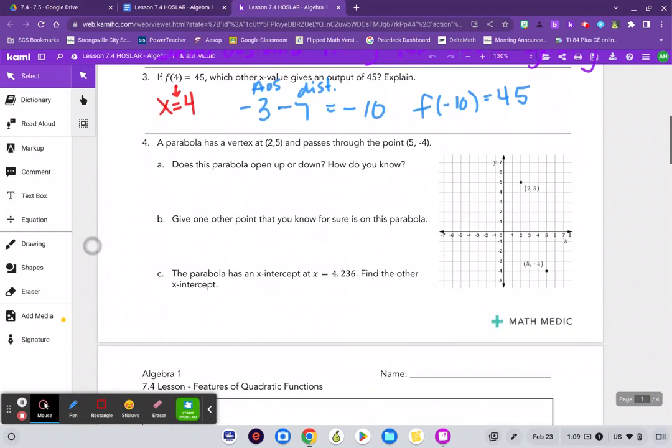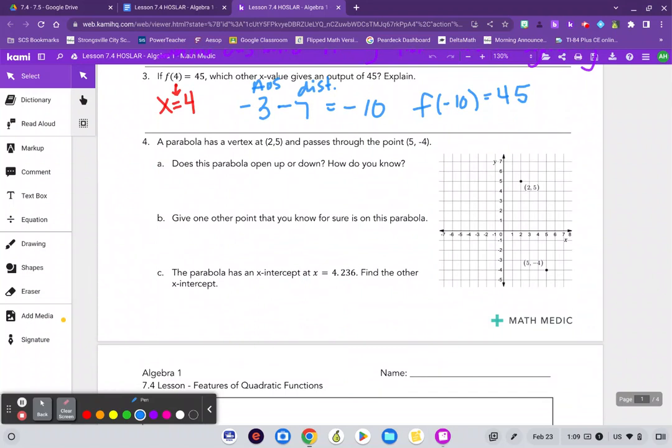Different graph for question 4. So question 4 says, a parabola has a vertex at (2, 5) and passes through the point (5, -4). I have a graph with both those points plotted for you. It says, does this parabola open up or down, and how do you know?